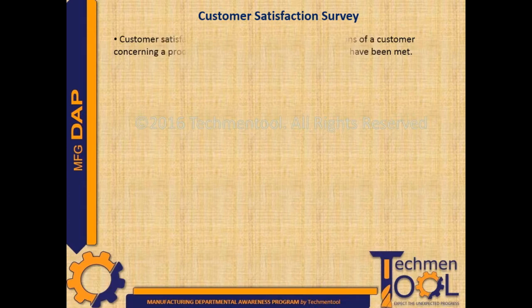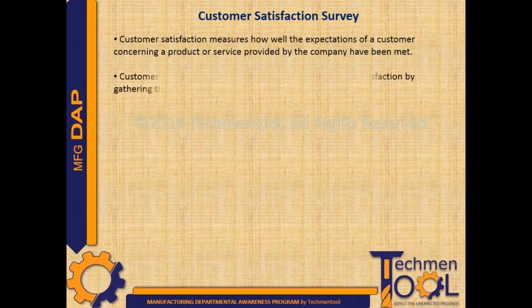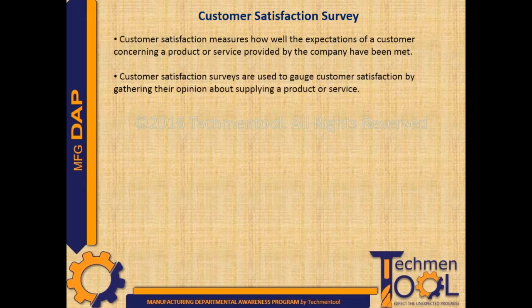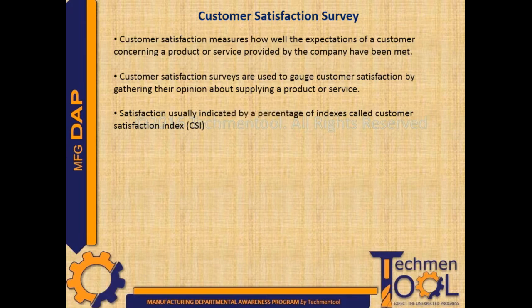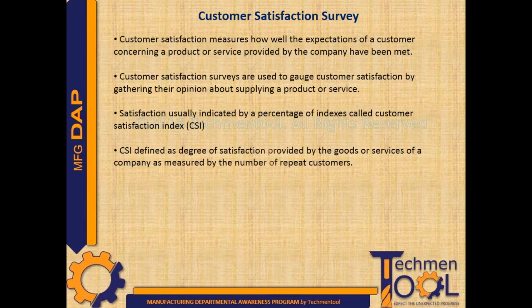Now, what is meant by customer satisfaction? Customer satisfaction measures how well the expectations of a customer concerning a product or service provided by the company have been met. Customer satisfaction surveys are used to gauge customer satisfaction by gathering their opinion about a supplied product or service. Satisfaction is usually indicated by a percentage called the customer satisfaction index. The customer satisfaction index is defined as the degree of satisfaction provided by the goods or services of a company, as measured by the number of repeat customers.